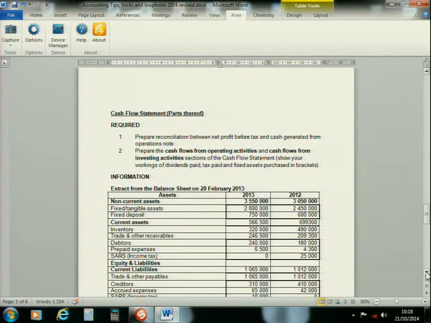It means negative impact on your cash. So you have to put that in brackets. And proceeds from sale of fixed assets will mean an increase in cash, and you therefore do not have to put that in brackets. It is extremely important that you understand this application.